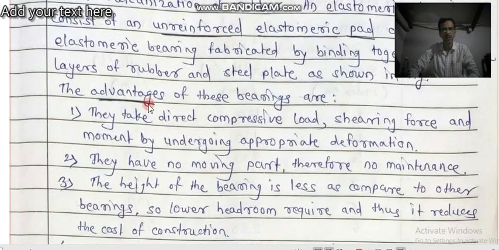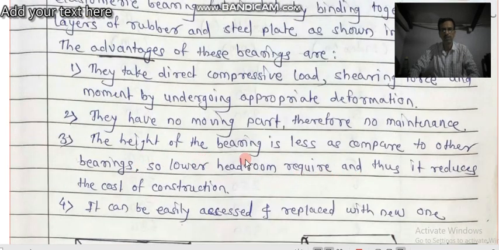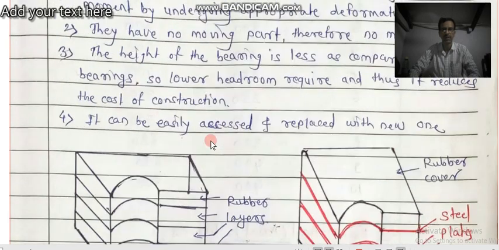The main advantages of the elastomeric bearings are that they take direct compressive load, shearing force and movement by undergoing appropriate deformation. They have no moving part, therefore no maintenance. The height of the bearing is less as compared to other bearings, so lower headroom is required, and thus it reduces the cost of construction. It can also be easily accessed and replaced with a new one. These are the various advantages of the elastomeric bearings over other types of bearings.